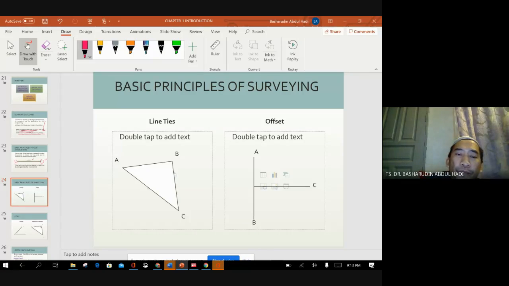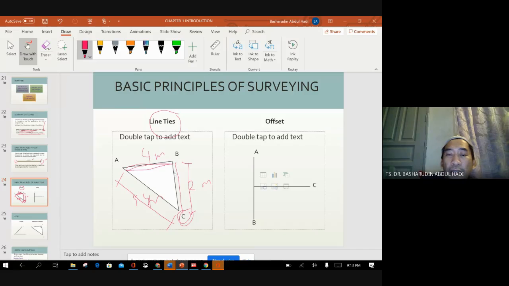For example, we already have base points A and B, and suddenly we have another point C. We know B to C is maybe 2 meters, A to C maybe 5 meters, and A to B maybe 4 meters. So we know the position of point C based on the distance from B and the distance from A. So we get C. Alright, so we call it line ties.